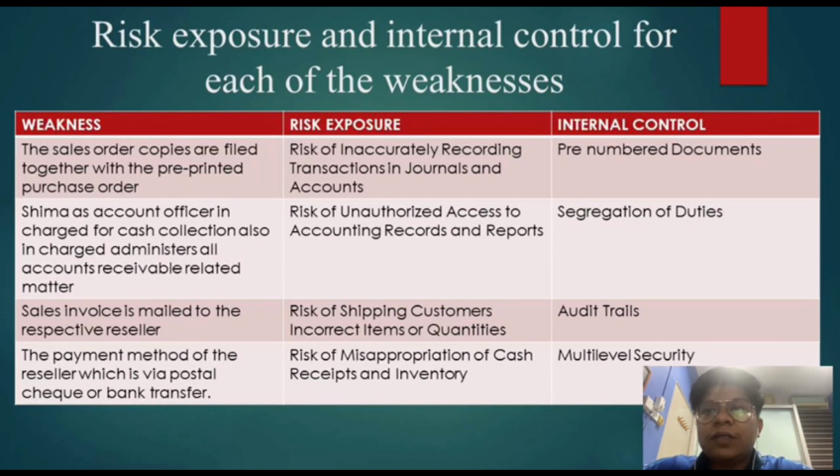Third one, the weakness is that the invoice is mailed to the respective reseller. The risk exposure is the risk of shipping customers incorrect items or quantities. Why do I say so? Because when mailing the sales invoice to the reseller, the invoice will be exposed to much disruption, because in mailing it is possible for the mail to go missing, and it might also not be received by the reseller because of damage that might be encountered during the mailing system. Instead of mailing, they should give the sales invoice directly to the hand of the reseller to ensure the safety of the invoice. For the internal control, here I put audit trails.